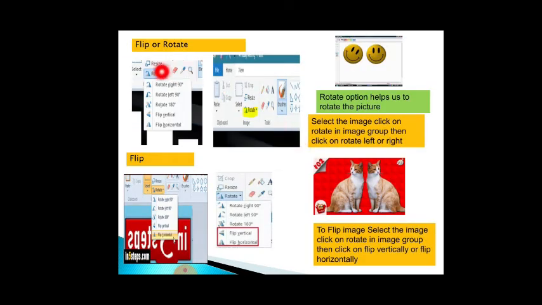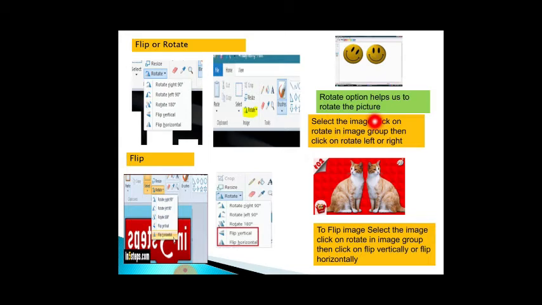Next, what is flip or rotate? You can just see here it is rotated. The smiley is rotated. So here: rotate right 90, rotate left 90, rotate 180 degrees. These are the three options you get while using rotate. This is present in the image group, if you want to rotate your image or a picture. So the rotate option helps us to rotate the picture.